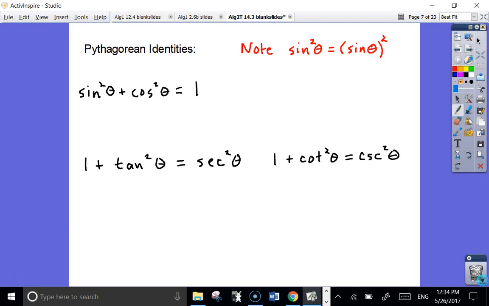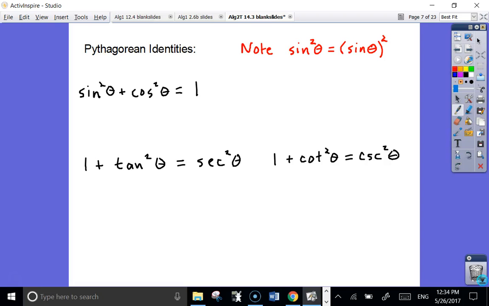Okay, then we get to the Pythagorean identities. This is the one you're going to use over and over and over again. First thing to understand is that when you write sine or cosine or tangent with a 2 there, that's like saying you're squaring the whole thing. That's sine theta squared, and the way you say it is sine squared theta.